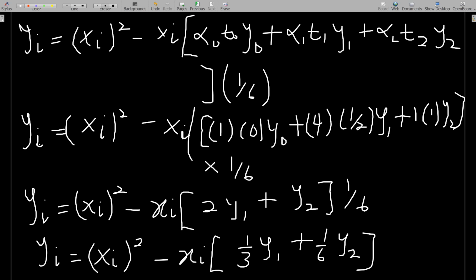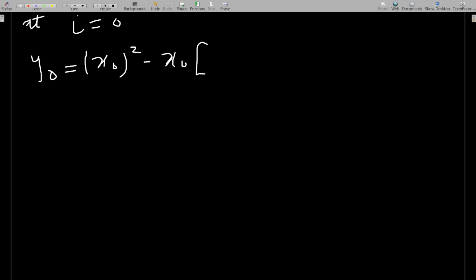So we go to the xi's and put them here to find this. You see we have yi equals xi squared minus xi. So we just go to the xi's, or the i. So when i equals 0, let me write it that way. At i equals 0, I have my y naught to be equal to x naught squared, minus x naught into 1 over 3 y1.